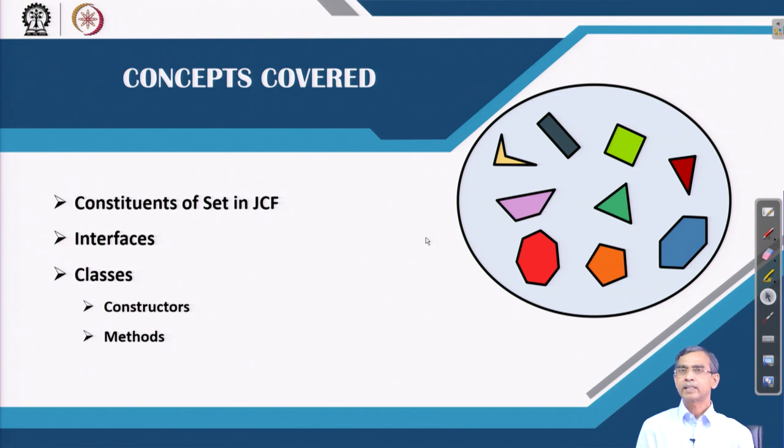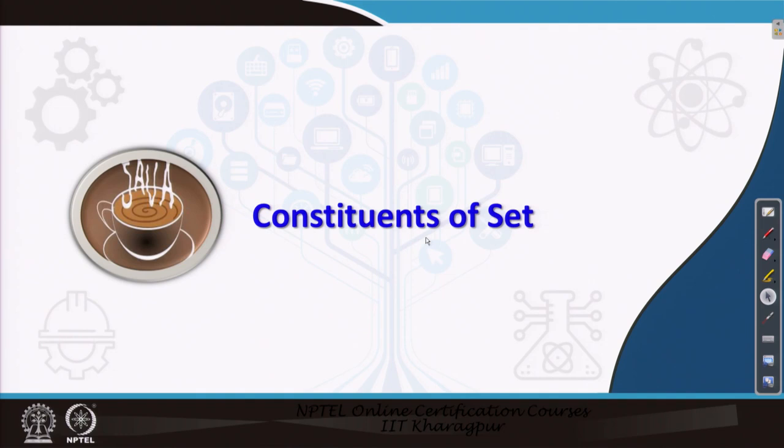Now, like the collection concept and other structures, the set also defines a number of interfaces and classes. In this class we will learn about the interfaces and classes in the set collection. A class contains constructors as well as methods. We shall discuss the constructors and methods in some classes that belong to the collection called set.